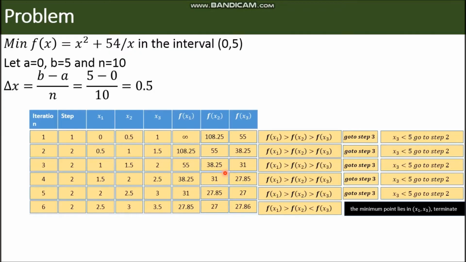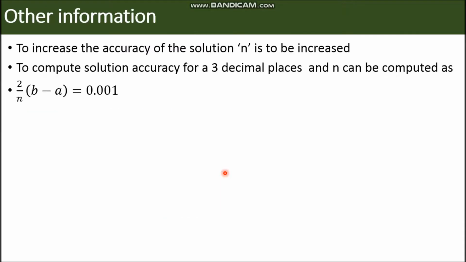If we want to increase the accuracy of the solution, then n has to be increased. If we want accuracy to 3 decimal points, then you can use this formula, 2 by n into b minus a. If we want 4 decimal points, then instead of 0.001, you can use one more decimal point, 0.0001, and then you will get your solution accuracy to 4 decimal points.